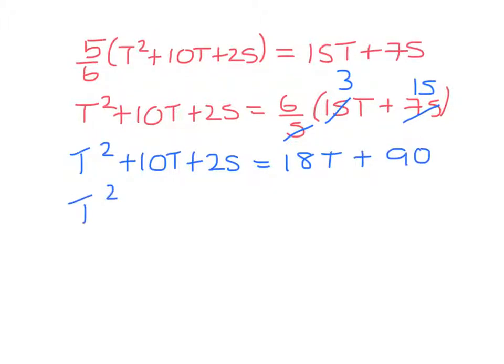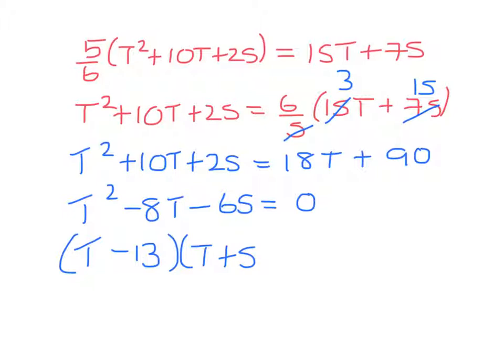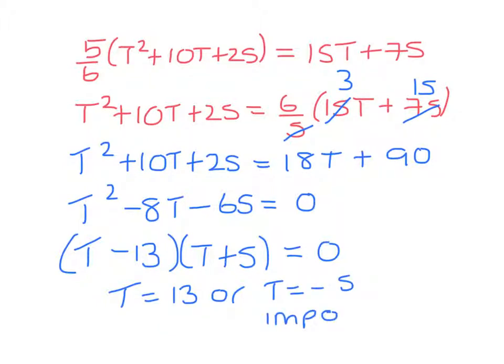So t squared minus 8t minus 65 equals 0. And factorising that by whatever method you're most confident with, t minus 13, t plus 5 equals 0. So t equals 13 or t equals minus 5. Always include the two answers. Time can't be negative, so that's impossible.